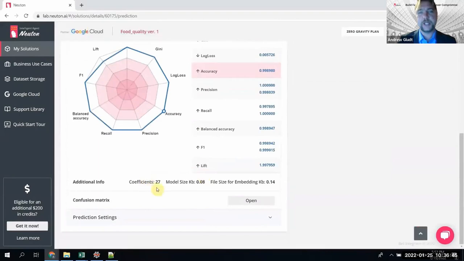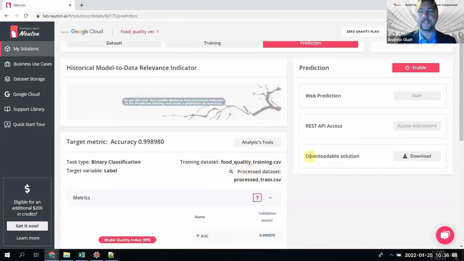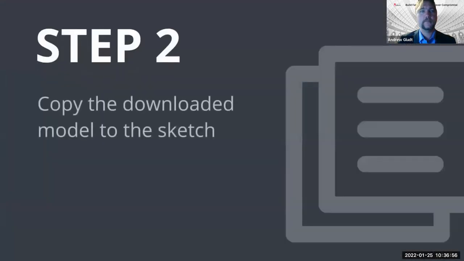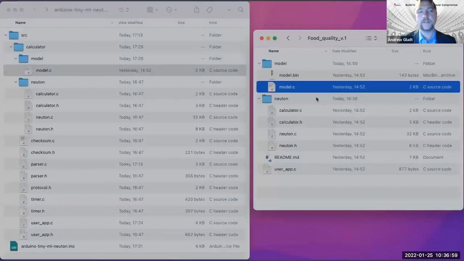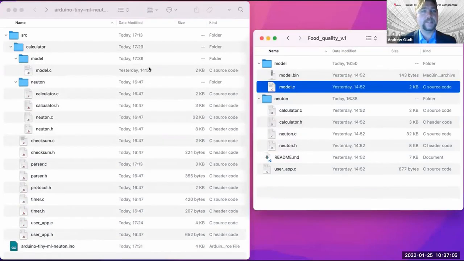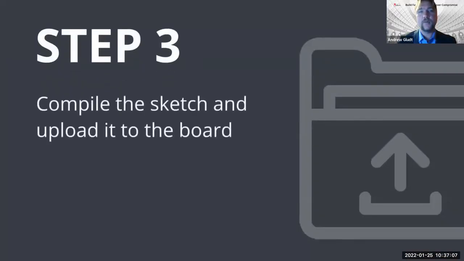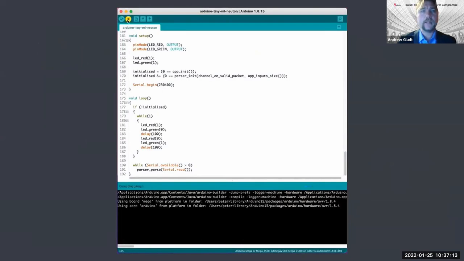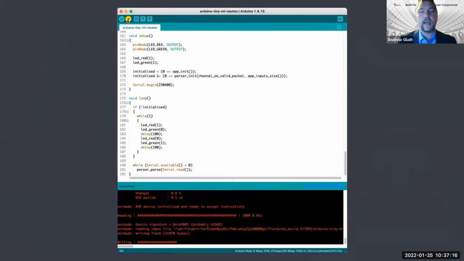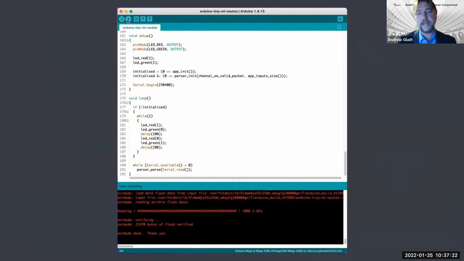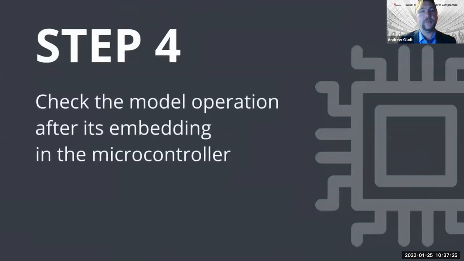Here you can see information about the model, as well as the different coefficients and size of the model. As we saw earlier, we will then download the model. Now we're going to copy the downloaded model to the sketch, with a few different business logic as well. And then we'll compile the sketch and then deploy it. So here we're looking at processing the data. What we're going to do is embed it and then use data to predict.